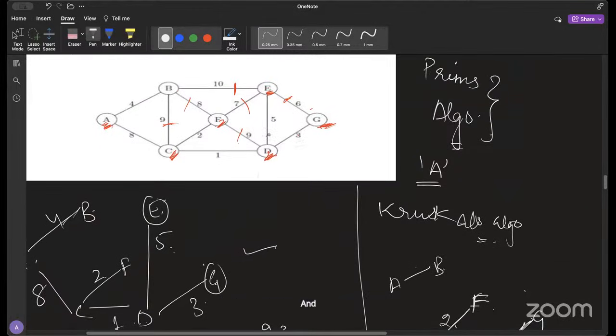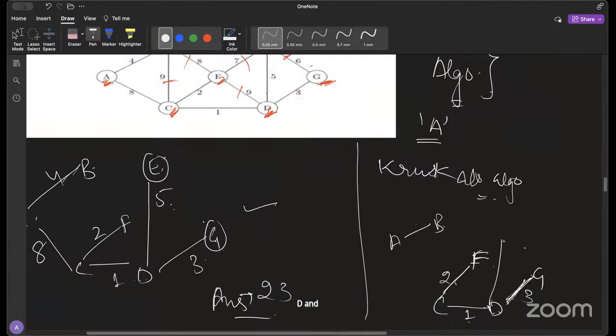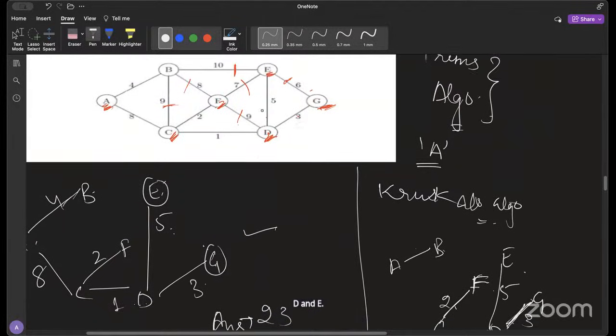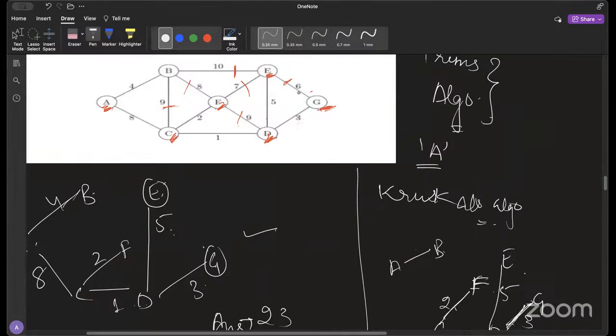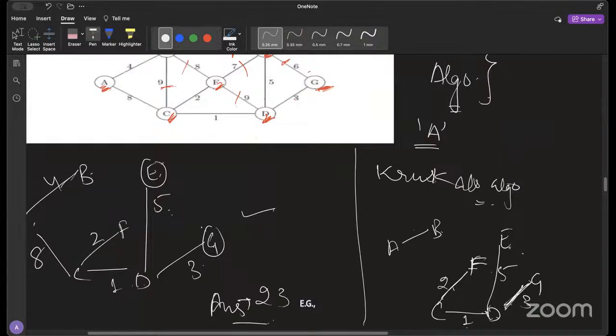And after 4, you have this one, D and E. After this, we have this EG, but EG, again, forms a cycle. That's why you can't include EG.